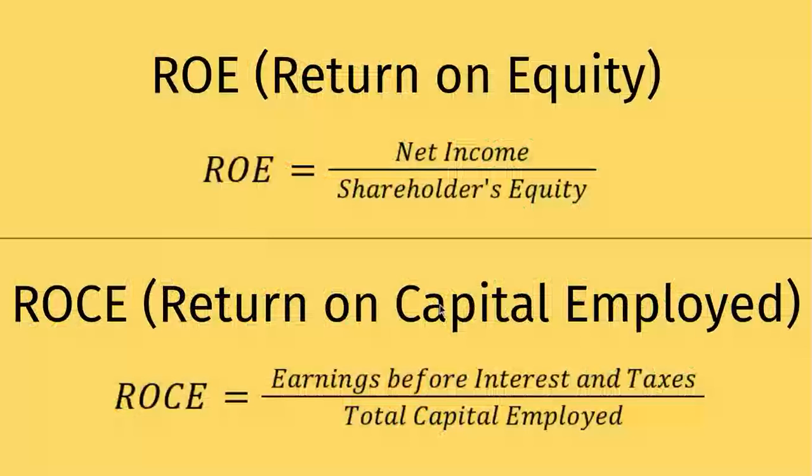Hence, ROE should always be looked at along with the ROCE. ROCE is the return on capital employed. It is calculated by dividing the company's profit before interest and taxes by the total capital employed by the company.